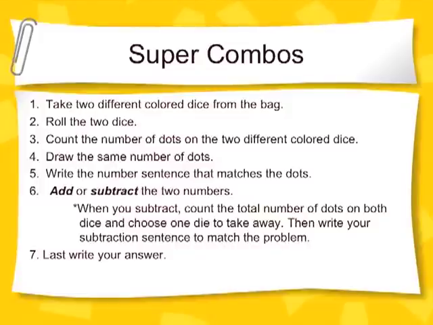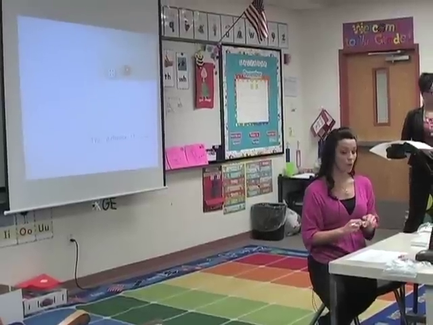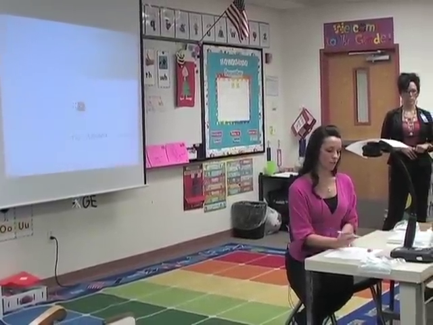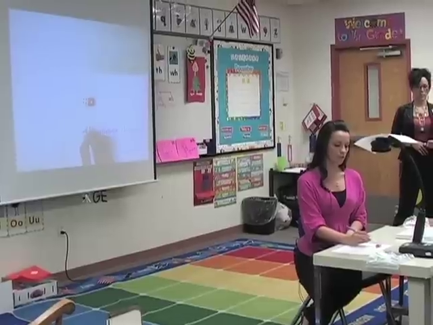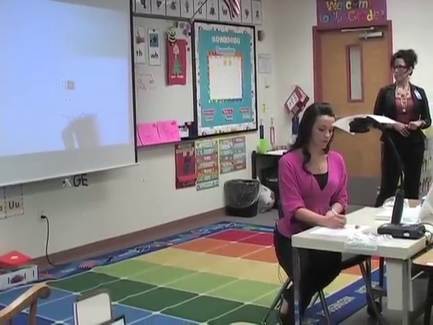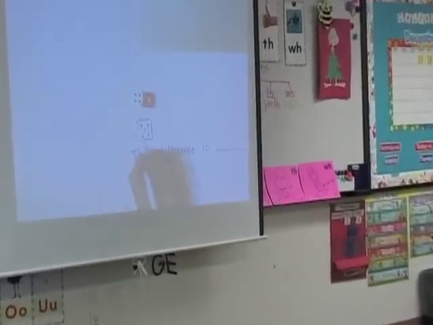Now I'll teach you a game using the same dice but with subtraction. So it's the same steps. You roll the dice. When you subtract, you count the total number of dots on both dice. So instead of separating them this time, I'm going to count all of them. So there's 1, 2, 3, 4, 5. So I can draw 1, 2, 3, 4, 5.